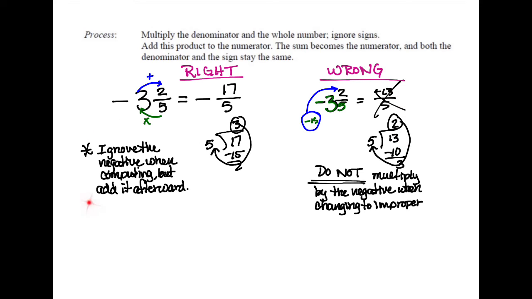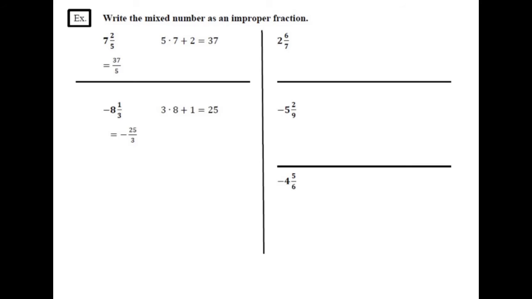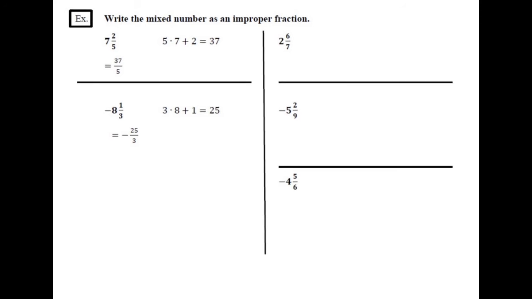Okay, so do not multiply by the negative when changing to improper, because you'll get an answer that doesn't check. To do it the correct way, you ignore the negative when computing, but add it afterwards. Okay, so I do this computation, and then I just bring the negative over. Okay, and we'll do some of those again when we have examples. And here are the examples. Okay, so I'm just going to leave their work, and let's take a look at it.